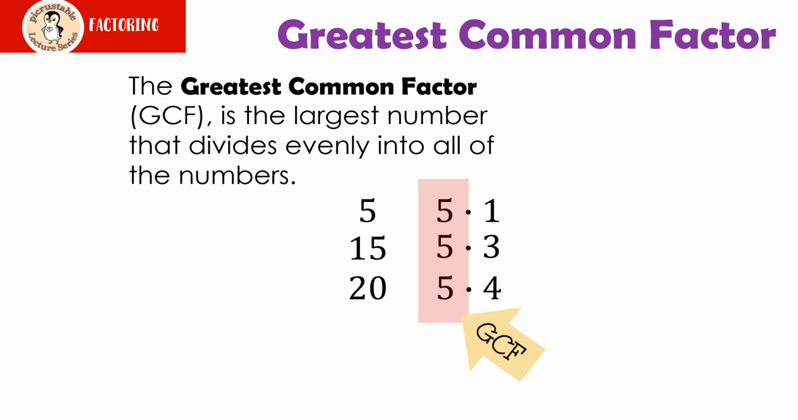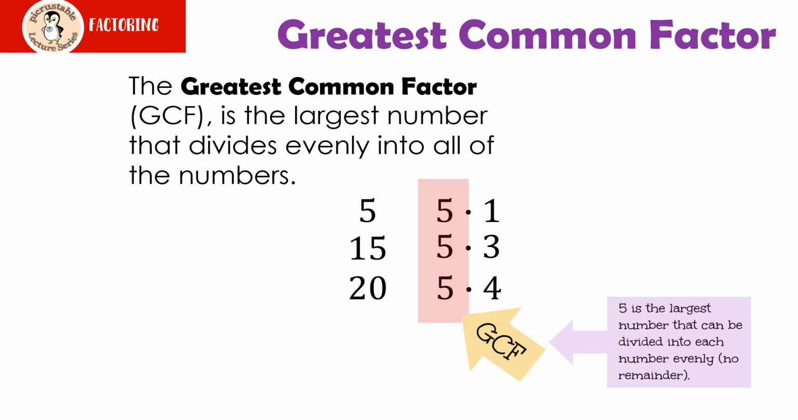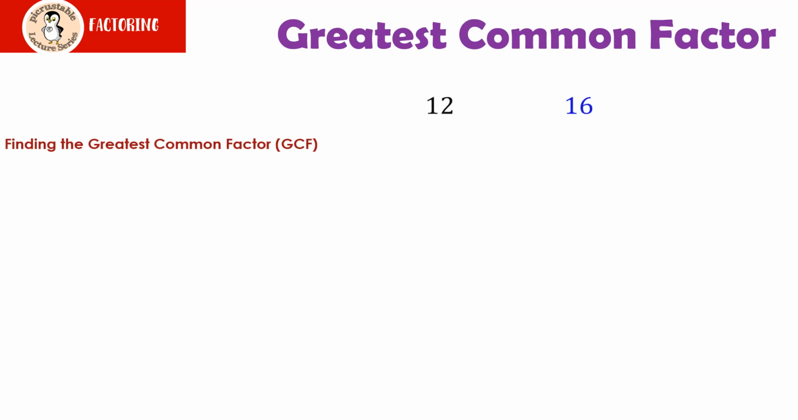Why is it the greatest common factor? Because 5 is the largest number that can be divided into each number evenly. That means we don't get a remainder. Let's look at an example.